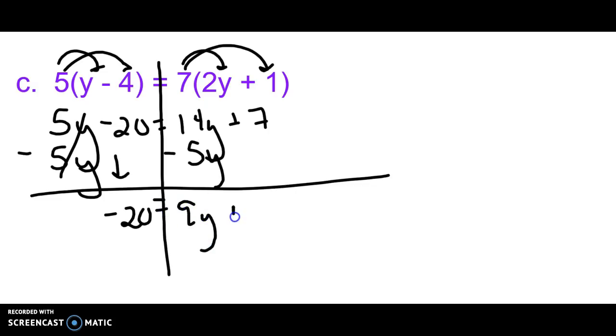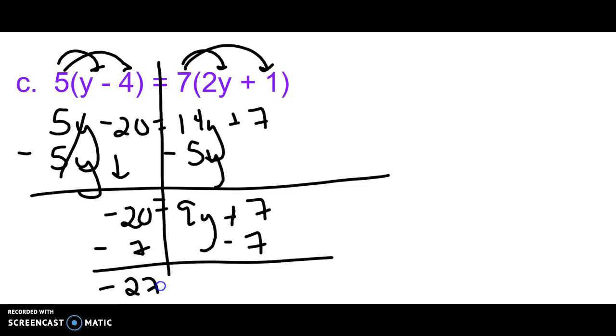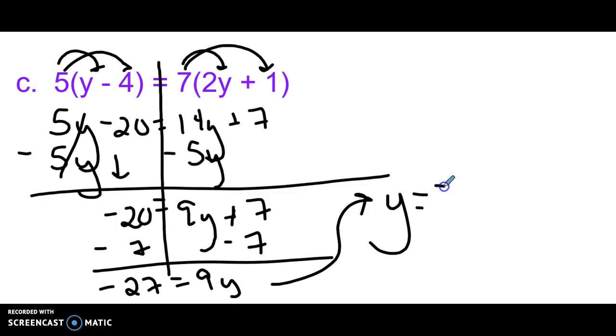9y plus 7. Subtract 7 from both sides. You get negative 27, watch your signs, equals positive 9y. Divide both sides by 9, and you get y equals negative 3.